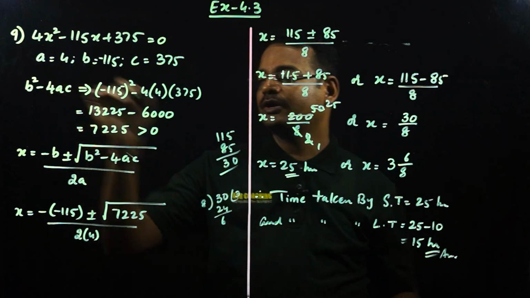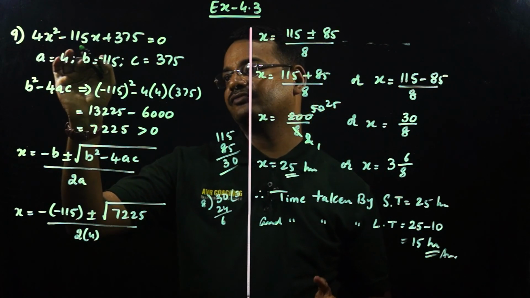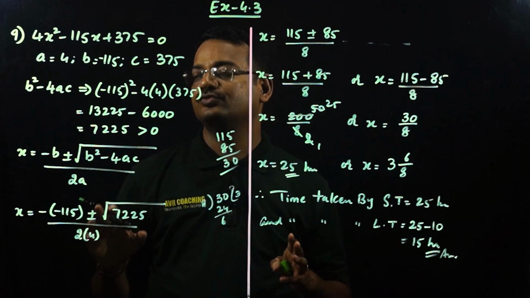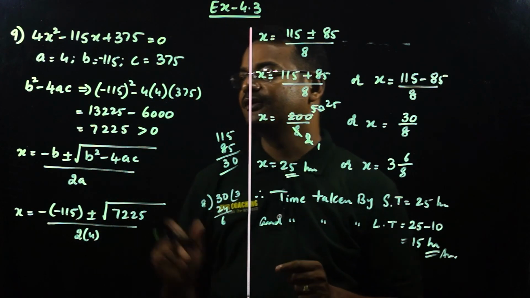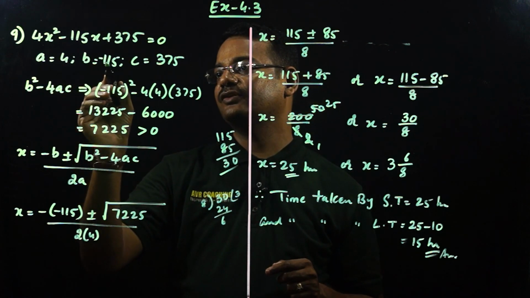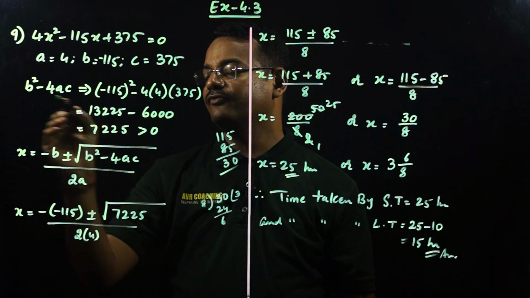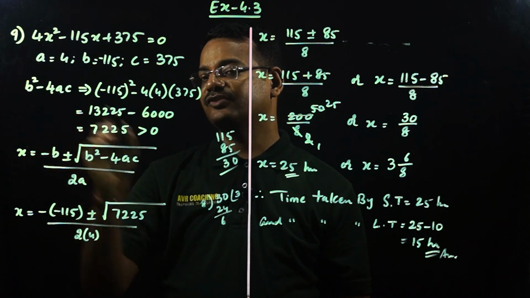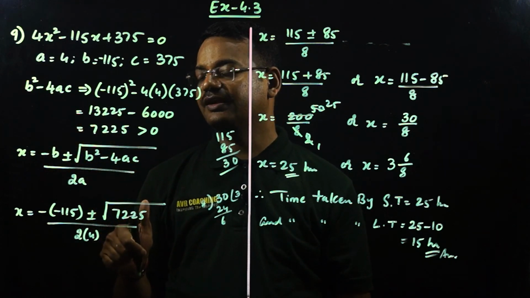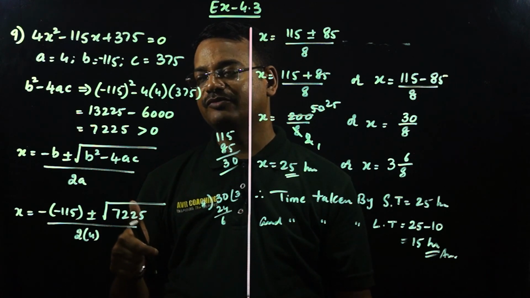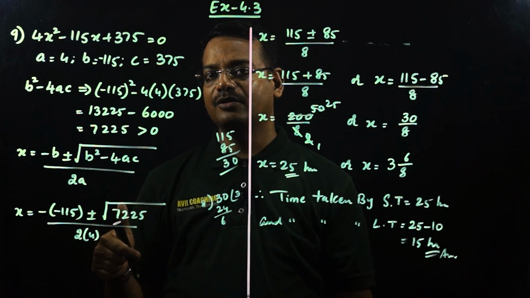So we got the quadratic equation 4x square minus 115x plus 375 equal to 0. When we compare this to ax square plus bx plus c, a value is 4, b value is equal to minus 115 and c value is 375. Now as the rule, we will first find b square minus 4ac to see if the roots of the quadratic equation exist. If they exist, we will substitute the values of a, b, c in the quadratic formula.